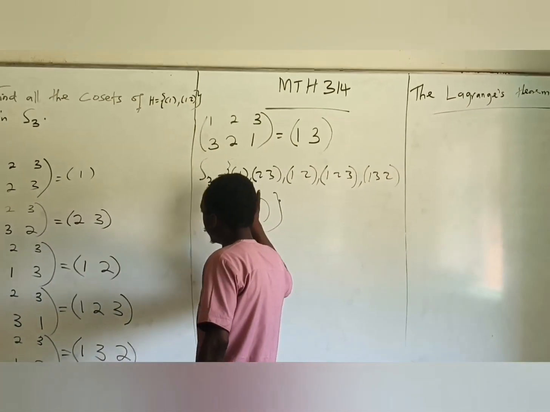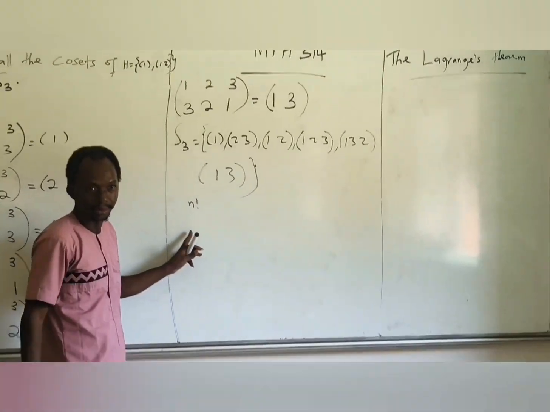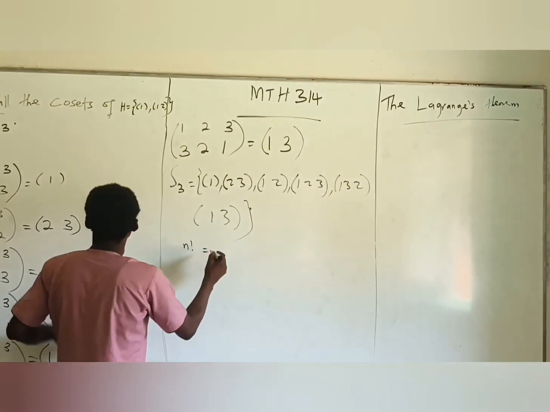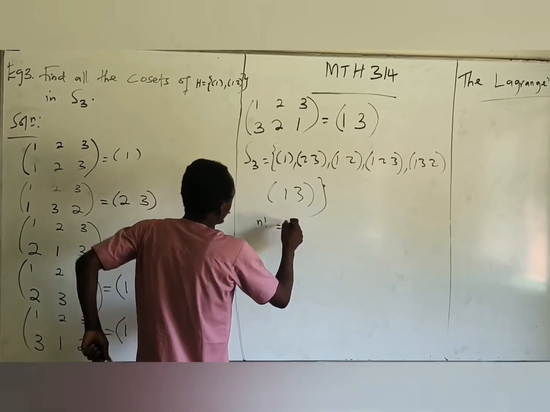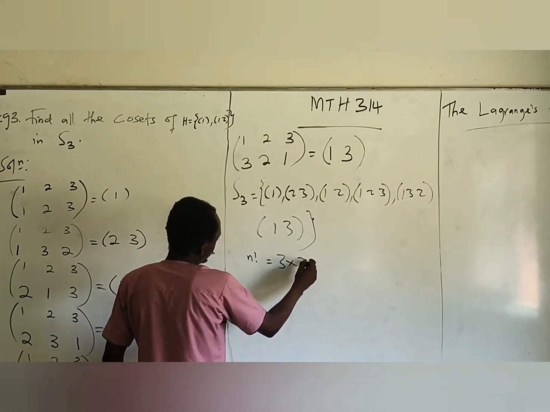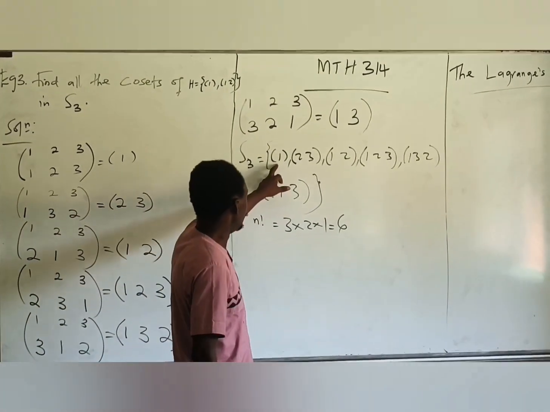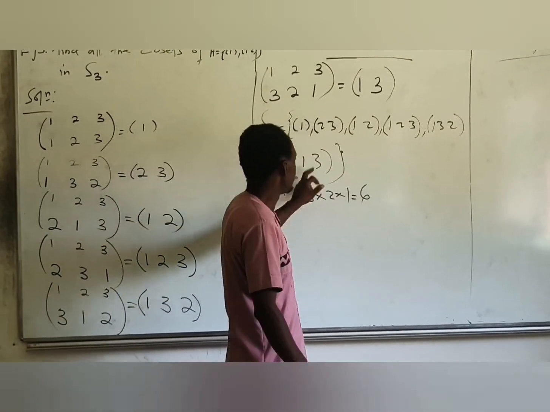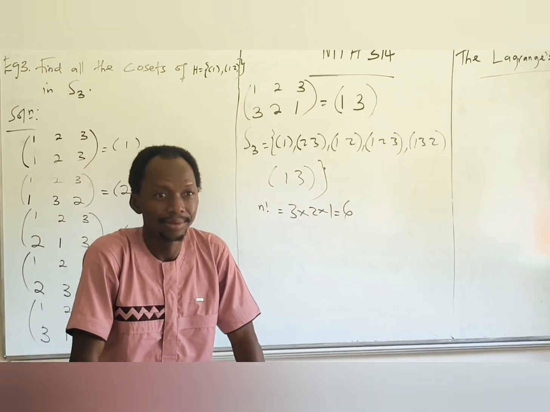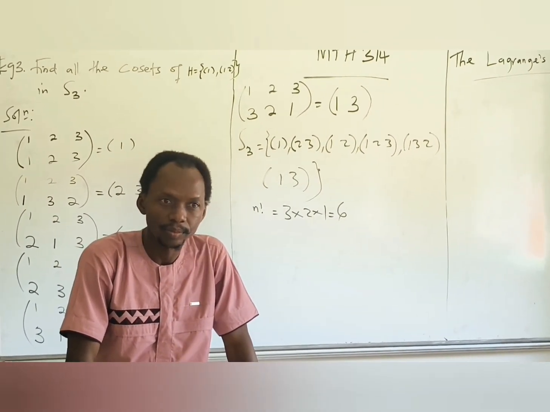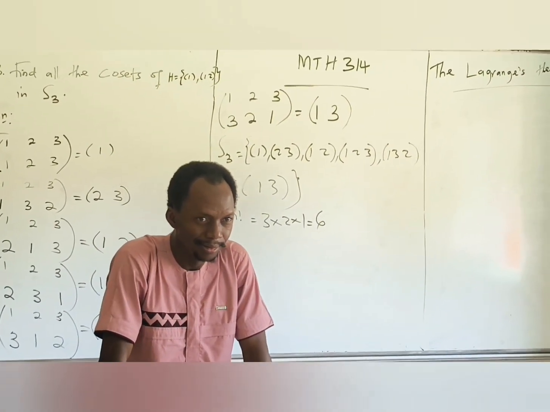We find the number of elements of the symmetric group is n factorial. When you see n factorial, how many elements has S3? The numbers are 1, 2, 3. So 3 times 2 times 1 is what? So that's how we are getting 1, 2, 3, 4, 5, 6. Okay, I have an idea that at the end, S3 should be equal to 6.